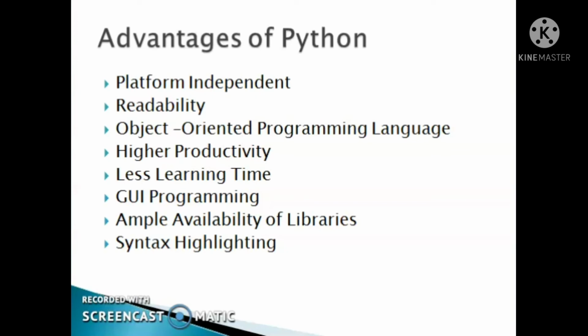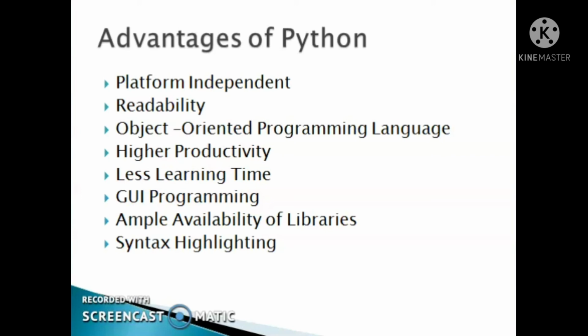Object-oriented programming language. It is an interactive, interpreted and object-oriented programming language. Higher productivity. Since Python is a simple language with small codes and extensive libraries, it offers higher productivity to programmers than languages like C++ and Java. So you write less and get more done. Less learning time. Because of the simple and shorter code, less time is required to understand and learn Python programming.